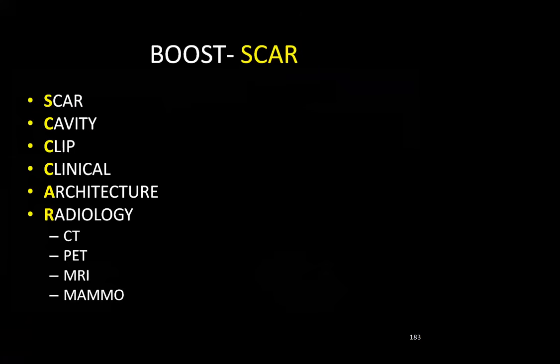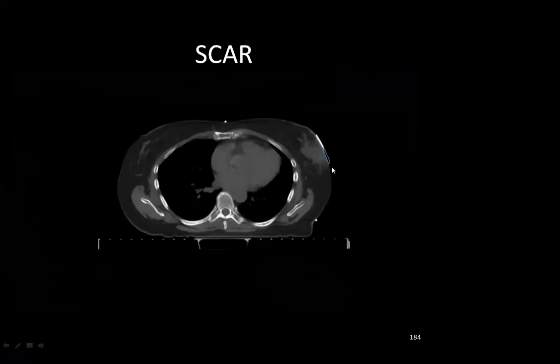So most of the time, remember, this is called a SCAR. You can use the mnemonic SCAR, meaning you follow the scar. Then C for cavity, clips, clinical finding, A for architecture, and R for radiology, prior imaging, where you take advantage of CT, PET, MRI, and mammo. So sometimes you contour the scar, and under the scar, this is the clinical cavity.